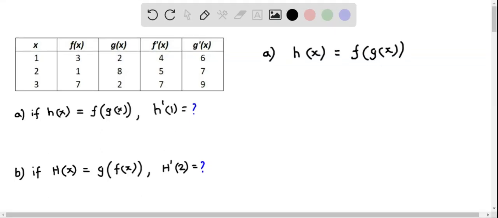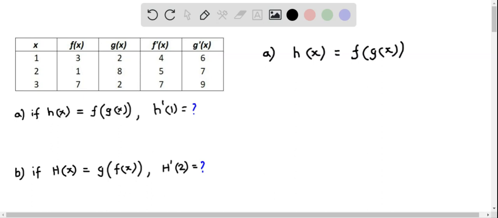We are given the table values for f of x, g of x, f prime of x, g prime of x, and we have to find the two questions in part A and part B. That is, we have to find h prime of 1 and h prime of 2. In part B, we have the uppercase H prime of 2. So let's do part A first.